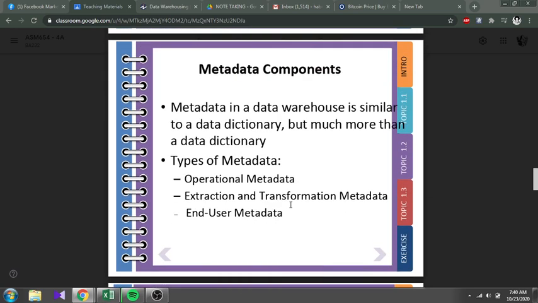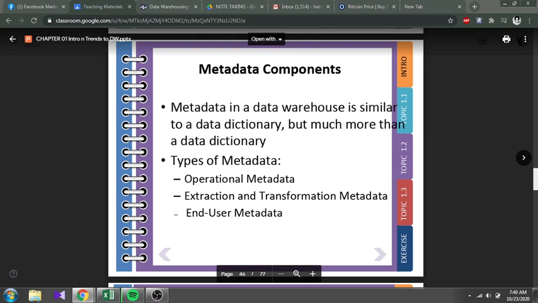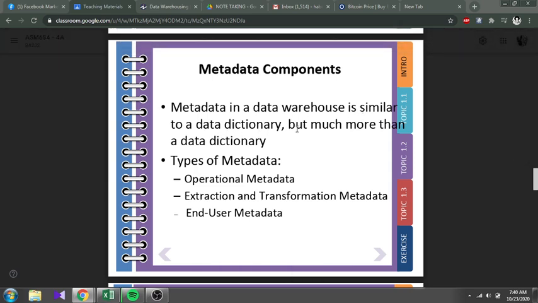Okay, then we go last part of this 1.2 topic, metadata component. Metadata ni, I think you pernah dengar metadata ni, data about data kan. The set of data that describe, give information about other data. Okay, metadata in the data warehouse is similar to a data dictionary, but much more than a data dictionary. Okay, dictionary kan tebal kan, so ni lagi more information lah kat situ kot. So types of metadata are operational metadata, extraction and transformation metadata, and user metadata.